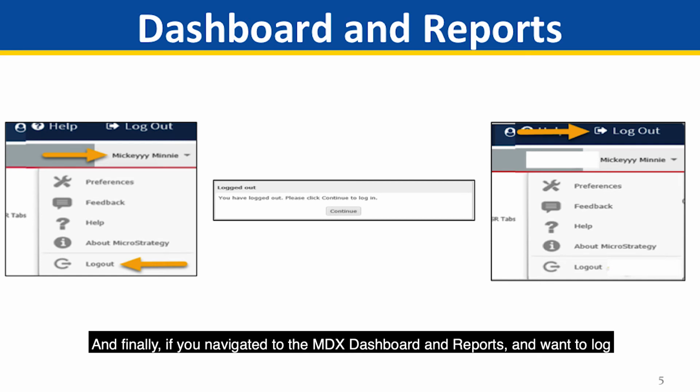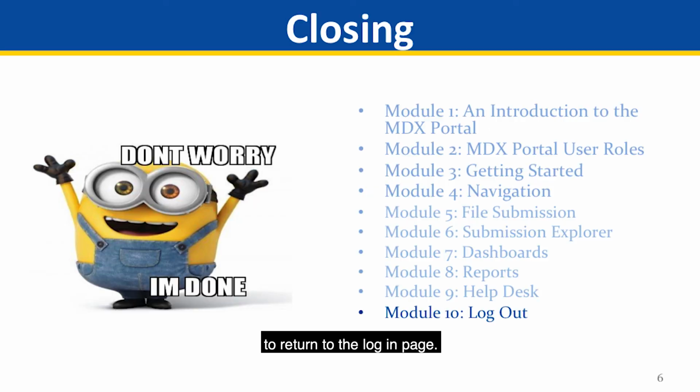And finally, if you've navigated to the MDX dashboard and reports and want to log out from there, you need to click the drop-down option next to your name and then select Logout. Once you do this, a confirmation window will appear. Simply select Continue and then select the other Logout button at the top of the page to return to the Login page.